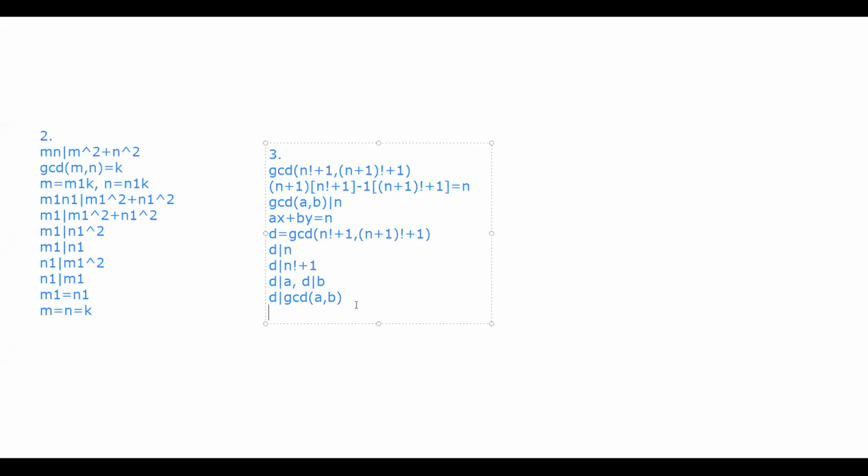Now we'll use the same property. Now we know D divides N and D divides N factorial plus 1. I hope you have no doubt about why D divides N factorial plus 1. If D divides N and D divides N factorial plus 1, it means that D divides GCD of N comma N factorial plus 1. What is the GCD of N comma N factorial plus 1? It is going to be 1. Why is that 1? It is easy. Can someone say why this is 1?